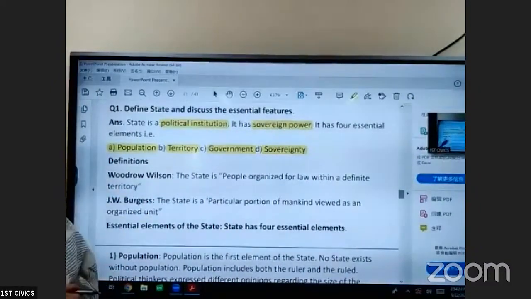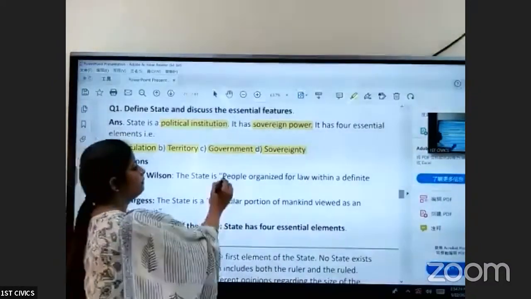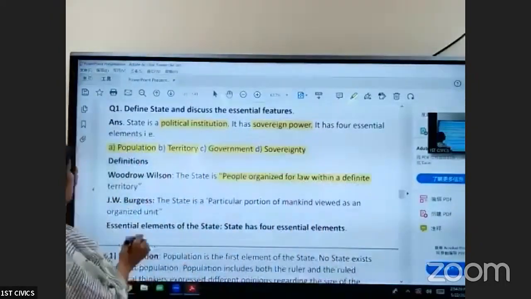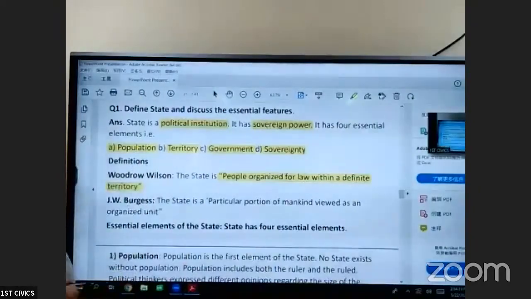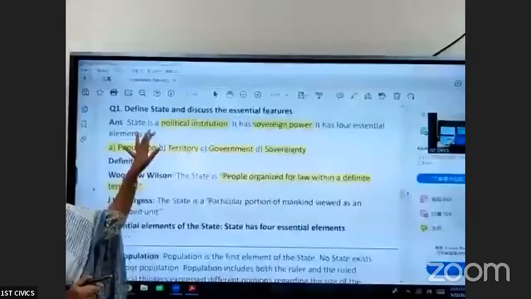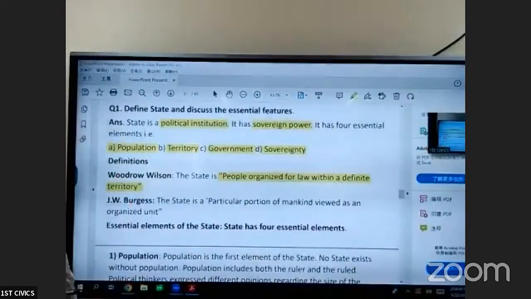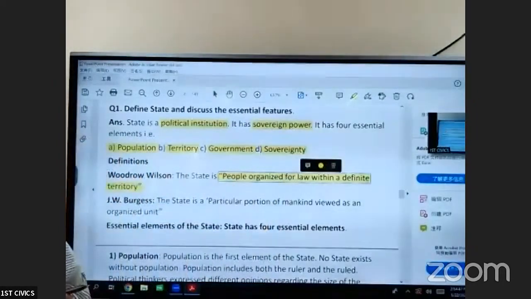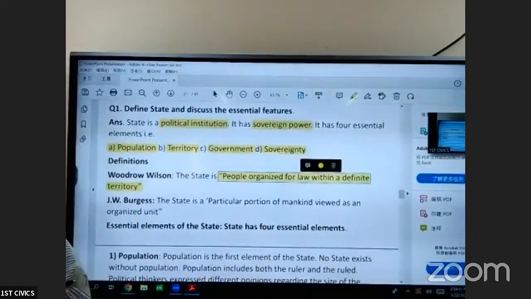According to Woodrow Wilson, state is nothing but people. State is people organized for law within a definite territory. Woodrow Wilson said that state is nothing but people. People have organized in a definite territory. They are following certain laws. So we say that state is nothing but people organized for law within a definite territory.